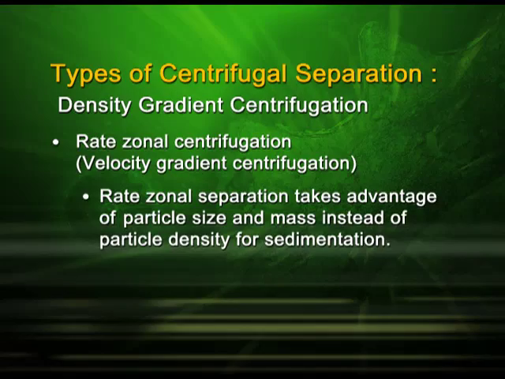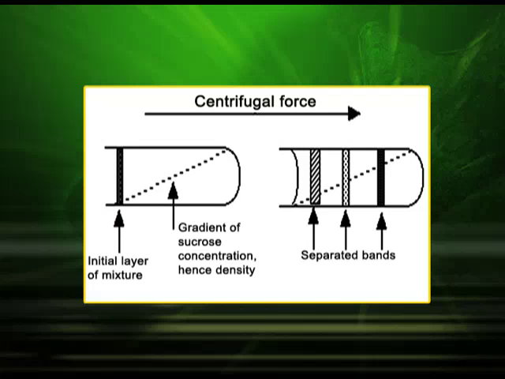and this is subjected to centrifugation. Now, the separation happens only on the basis of mass or the size of the particle instead of density. Here you can see you have the layer of mixture, which is nothing but your sample, and the line which shows the gradient of sucrose concentration, that is nothing but the density gradient media. And when this sample is subjected to centrifugation, you can see that the sample gets separated into different bands according to the size or the mass of the particle.